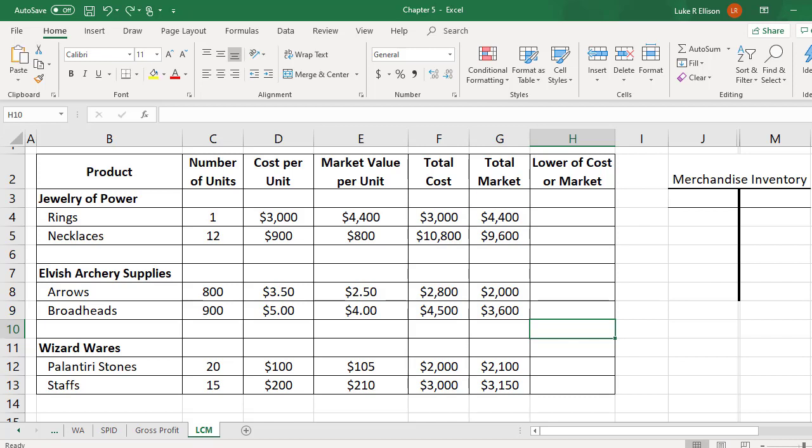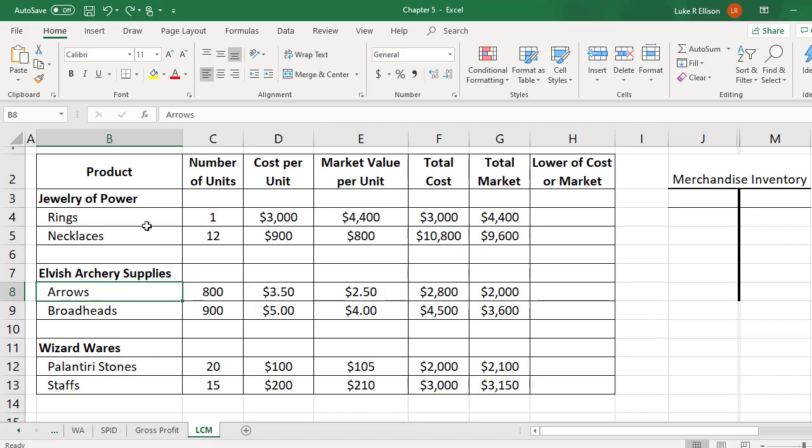Now there are a few different ways you could apply lower of cost or market. One way would be to apply it to your entire inventory. What I mean by that is you'll take the total cost column, add all those numbers up, take the total market value column, add all of those numbers up, determine which number is smaller, and that's your lower of cost or market value. Another way, which is the way we're going to be doing in this video, is to apply lower of cost or market to each individual item. So for example, to rings, to necklaces, to arrows, etc., for all the different items.